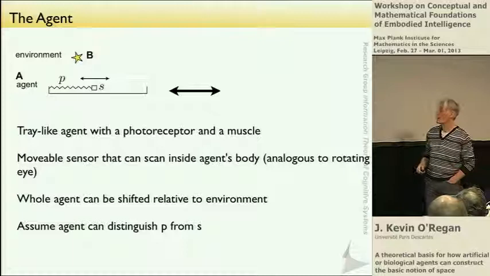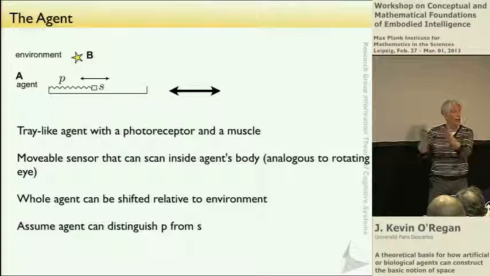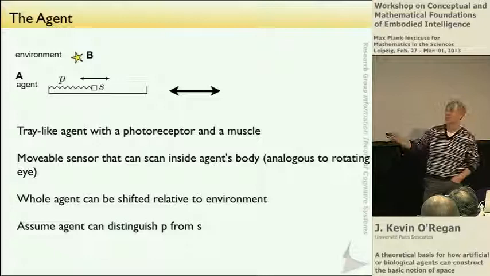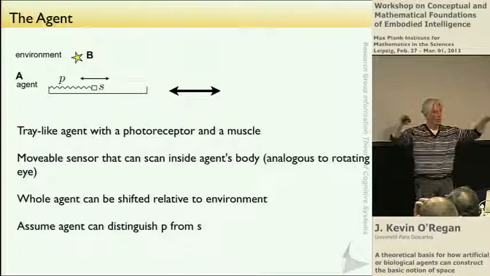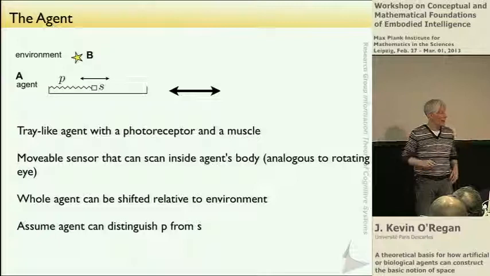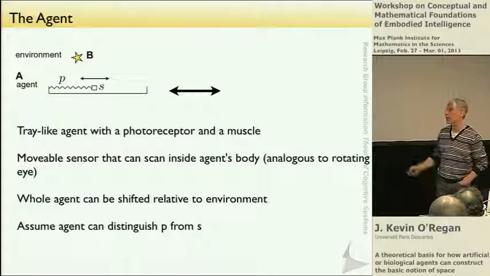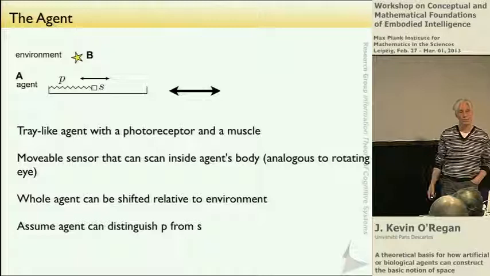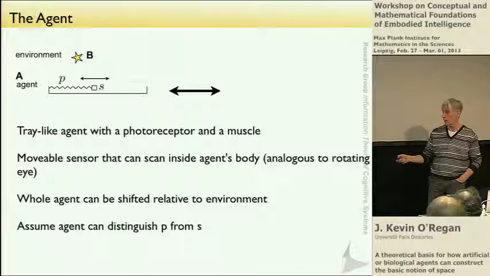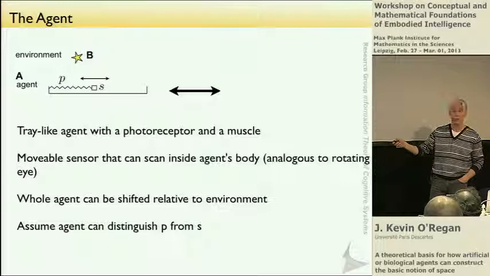And the whole agent, the tray thing, can hop to different places within the environment. Or equivalently, I can consider the environment, which I here consider to be a one-dimensional extent of lights, which I symbolize by this star, above the agent. So it's a one-dimensional environment, one-dimensional agent that can hop around inside its one-dimensional environment and that can scan using its muscle to move its sensor there. And we'll assume, using information theoretic or statistical methods, that the agent has already learnt to distinguish proprioception from sensory input deriving directly from the photoreceptor.